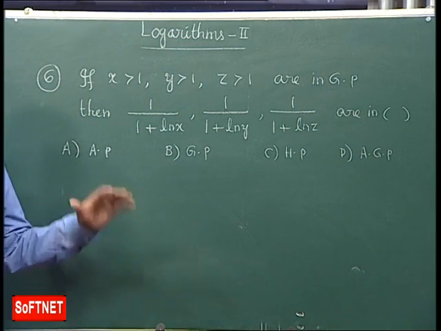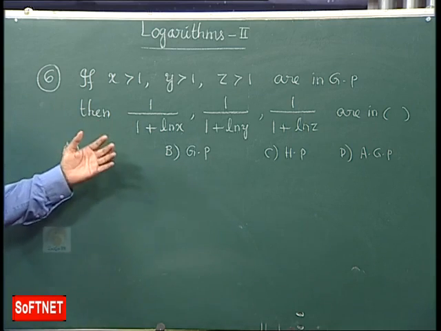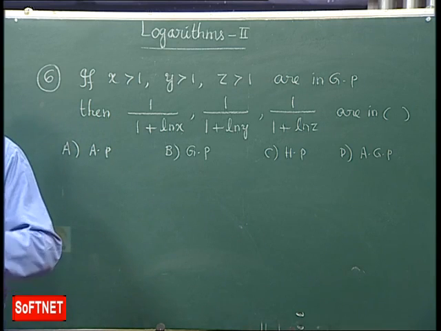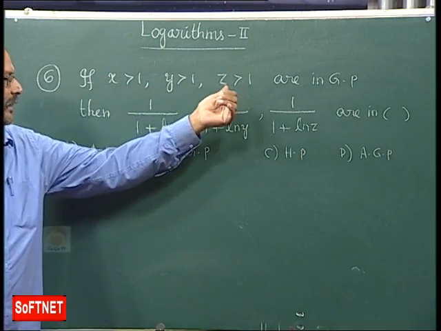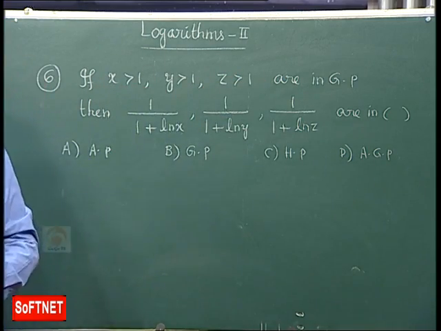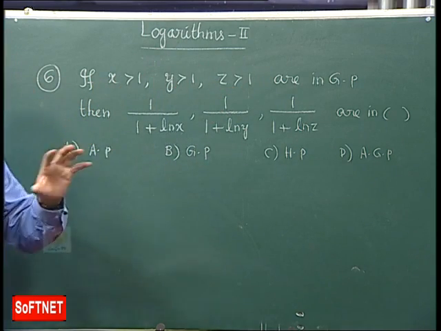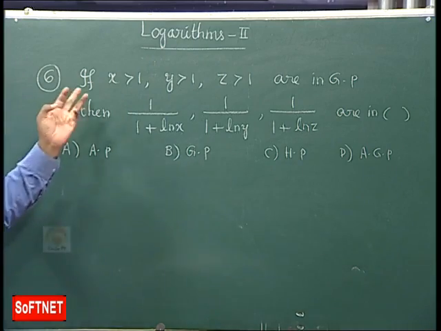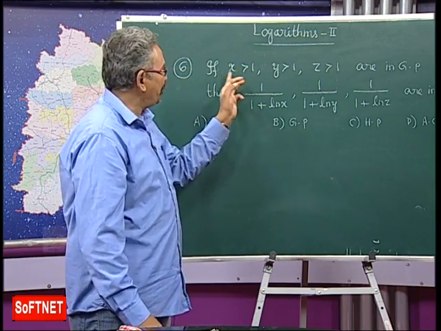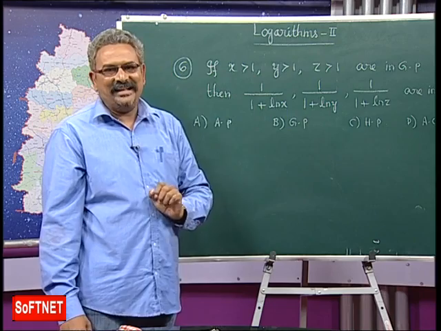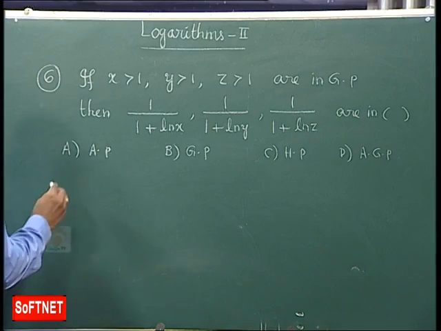Because this problem is actually a connection between logarithms and the progression chapter. So that is why you see x, y, z are in geometric progression. So if x, y, z are in geometric progression, we have one concept in progressions: their logarithms are in arithmetic progression. So that means if you apply the logarithms to these three numbers, they will be in arithmetic progression. So let us write now.